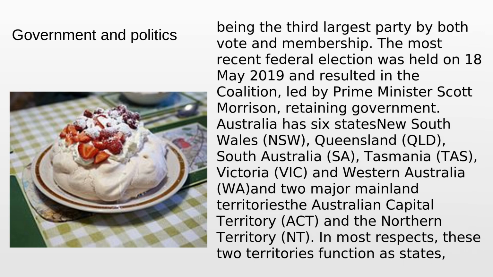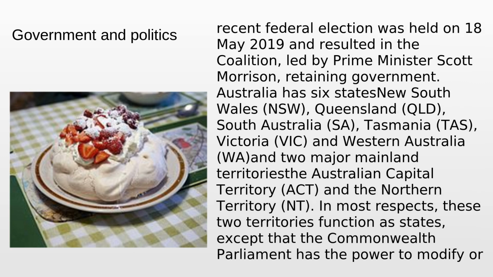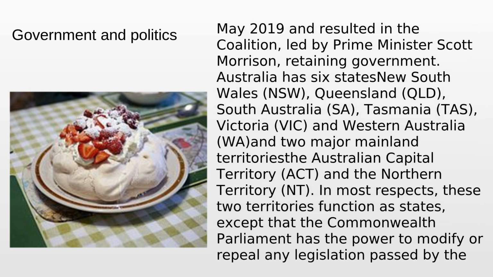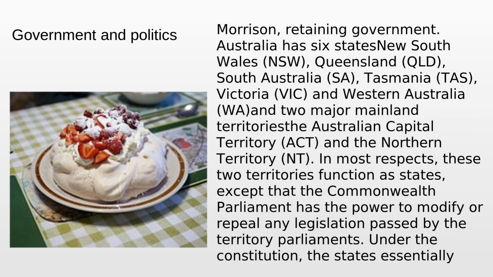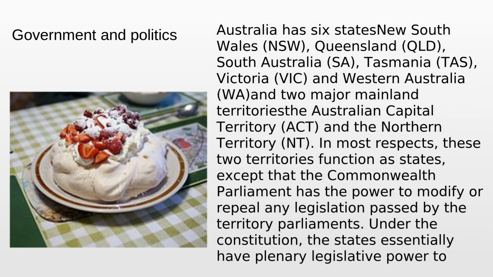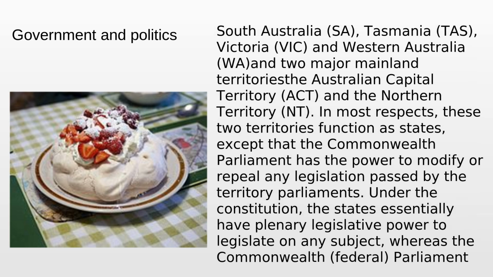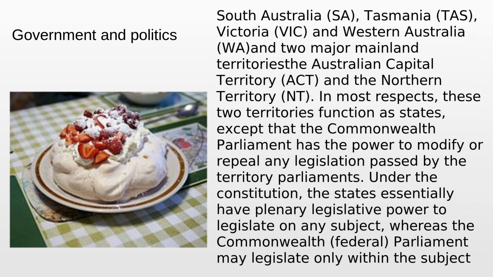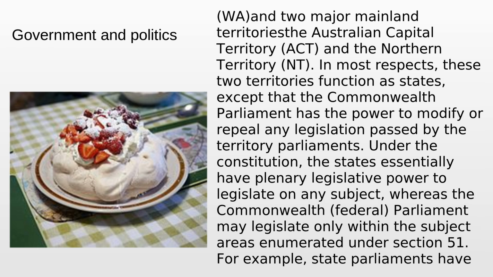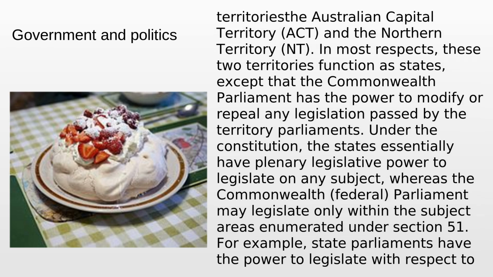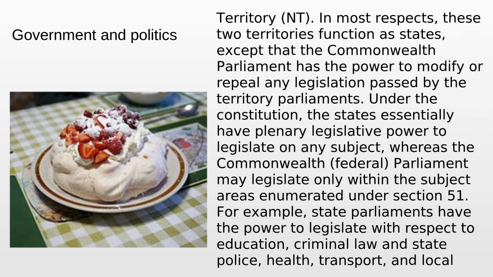Australia has 6 states: New South Wales, NSW, Queensland, South Australia, SA, Tasmania, Victoria, and Western Australia, WA, and 2 major mainland territories: the Australian Capital Territory, ACT, and the Northern Territory, NT. In most respects, these two territories function as states, except that the Commonwealth Parliament has the power to modify or repeal any legislation passed by the territory parliaments.